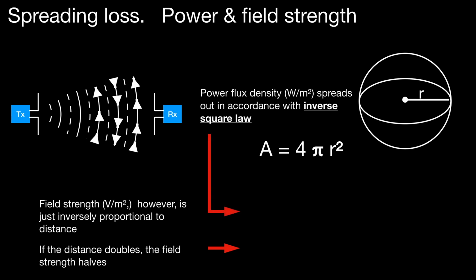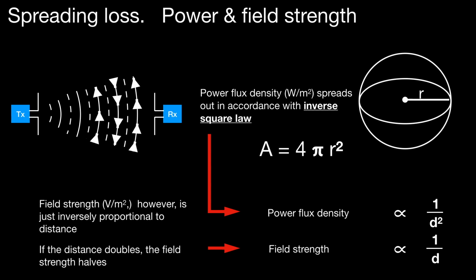And here we can show it mathematically. Power flux density is proportional, that's the little fish sign, to 1 over distance squared, and field strength is simply proportional to 1 over distance. Another way of saying that is power flux density is inversely proportional to distance squared, and field strength is inversely proportional to distance. So there's a possible examination question, and you do need to note whether it's power flux density or field strength in the question that's posed to you.